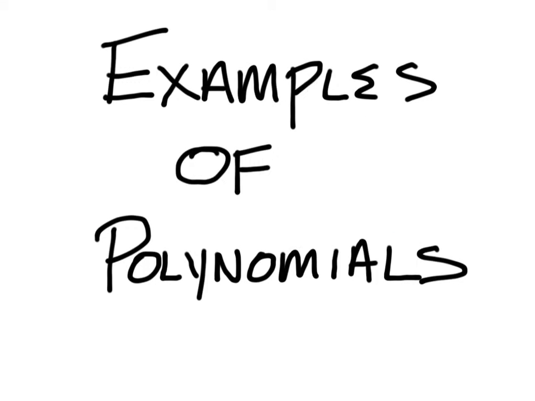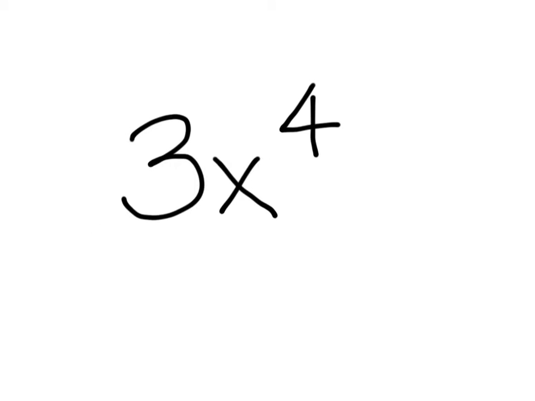Here are some examples of polynomials. Poly means more than one or many. A polynomial can be a monomial. So you can include those in there. Monomials can only be something like this, but a polynomial can be this and anything else that is added or subtracted in there. So 3x to the fourth is a monomial and a polynomial.